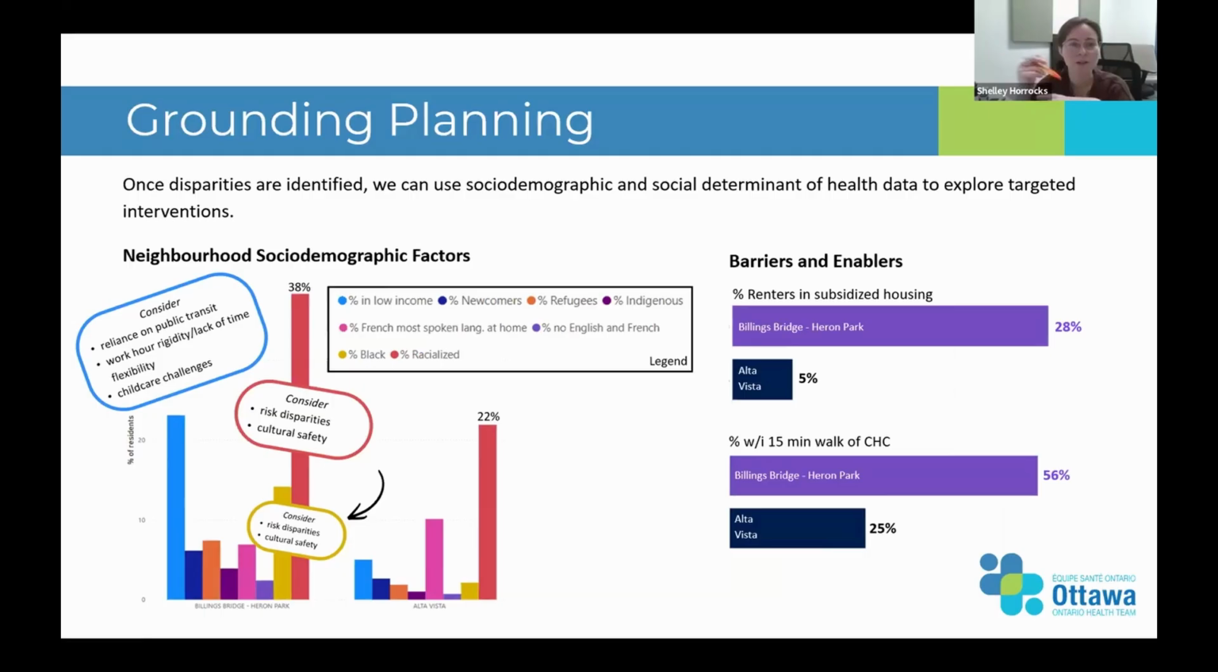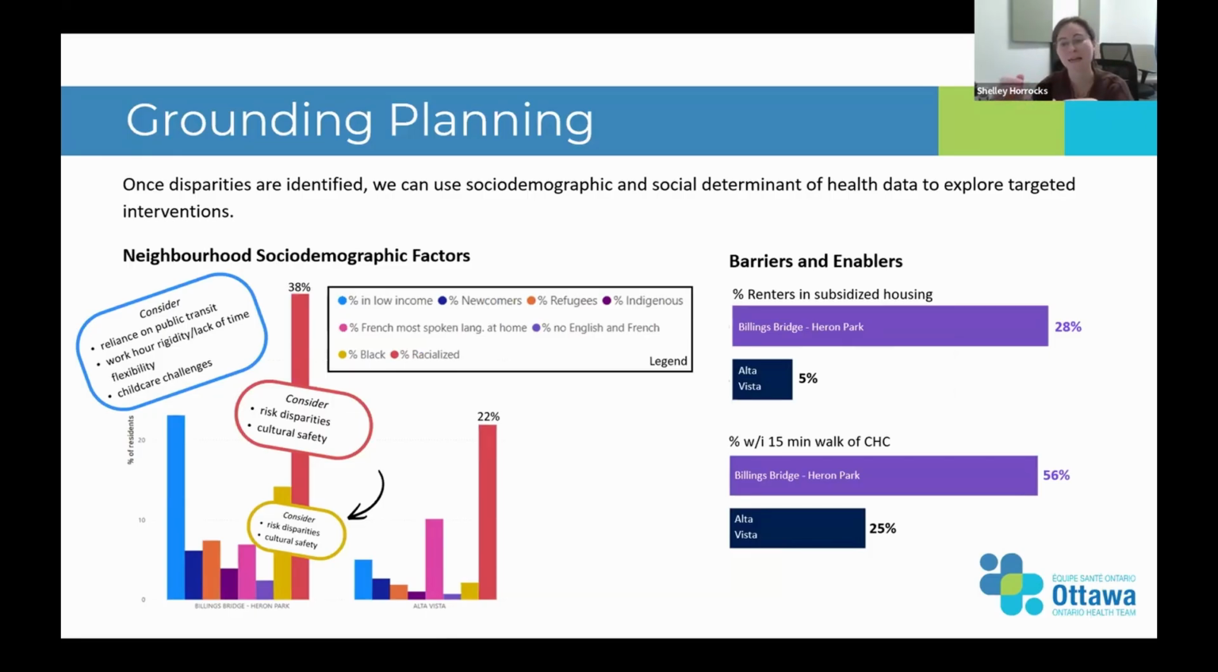And then we can also use some social determinant of health data from the Ottawa neighborhood study to see some barriers and enablers. So we can see in Billingsbridge, Heron Park, about 28% of renters are living in subsidized housing. So, are we going to advertise our pop-up clinic at all of these buildings with that housing partner? Are we going to host them in the subsidized housing buildings? Is there a cluster there where we can do a pop-up clinic specifically for that population?